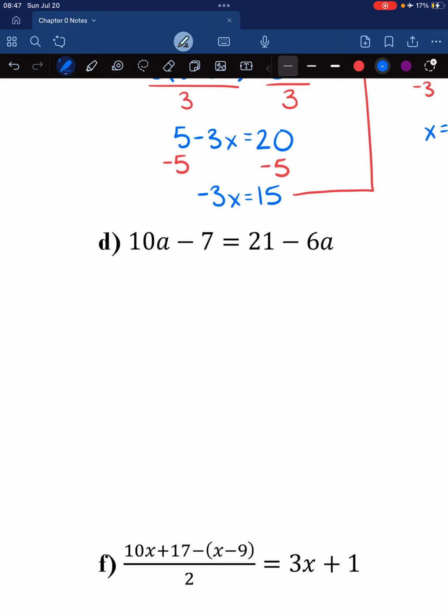Okay. So this one's interesting. This one I have the variable on both sides. But I can think of this just like in the last lesson. I can think of it as combining like terms. I definitely need to combine these two a's together. I'm going to erase that so it doesn't look like I'm dividing. I need to combine those a's. And it doesn't matter which side we pick. I'm going to move the a's to the left side. And this is 21 minus 6a. So to move that, I'm going to add 6a to both sides.